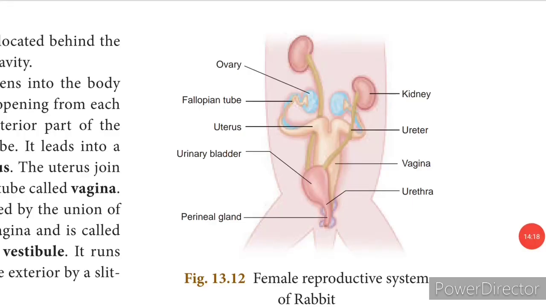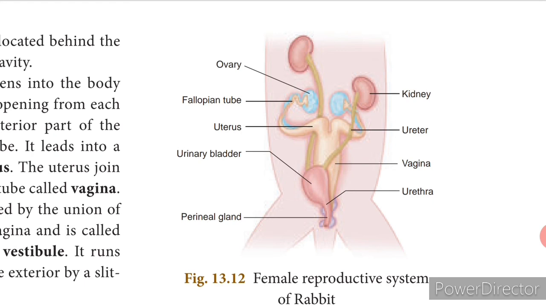Next is the female reproductive system of rabbit. The female reproductive system of rabbit consists of a pair of ovaries which are oval in shape, and these are located behind the kidneys. You can see here, isn't it, in the picture? And a pair of oviducts arises from each of the ovaries, and this leads into the fallopian tube. This leads to the uterus.